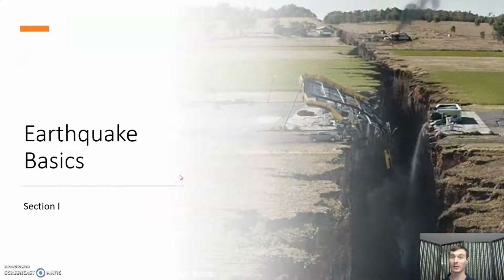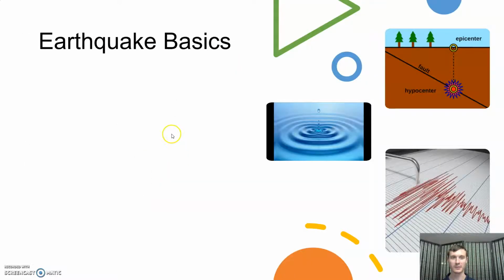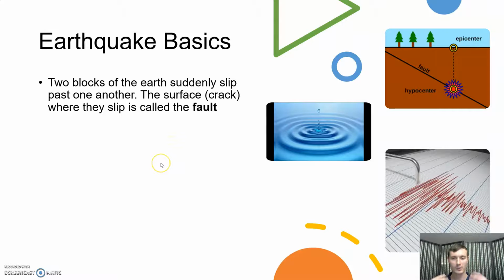Section 1, we are covering earthquake basics. Now, what are we looking at here? Earthquakes occur whenever you have two blocks of earth close together and they slide past each other very, very suddenly. Where exactly they slide past each other, that crack, that broken surface between them, is called the fault. And if we look at this picture here, we have our fault separating two blocks of the earth.